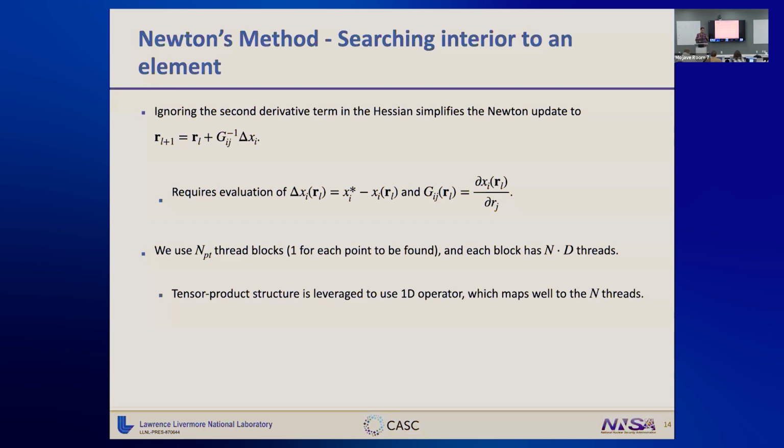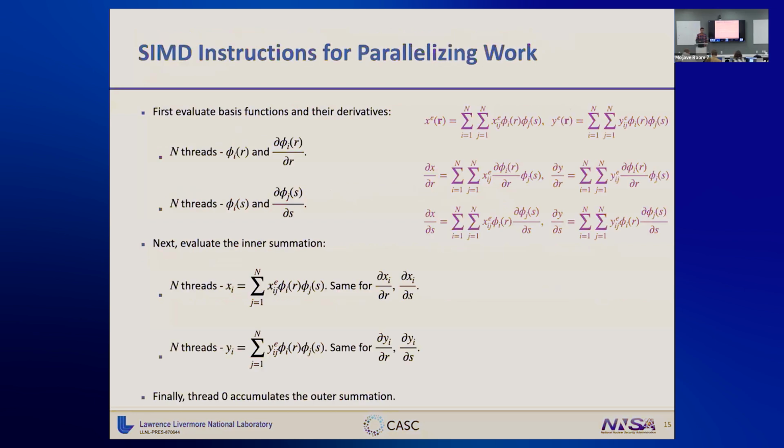Now, for each point on our GPU, we assign a thread block, and each thread block has n times d threads. And this structure is specifically chosen because it maps well to the tensor product structure of a nodal position function. So for example, if you look at the equations here, you have in 2D the x and y coordinates coming from the position function, or the Jacobian of the transformation. So you see there's a lot of summation over n terms, and the number of terms is a multiple of d, right? So we can parallelize our work across the different threads to do this efficiently.